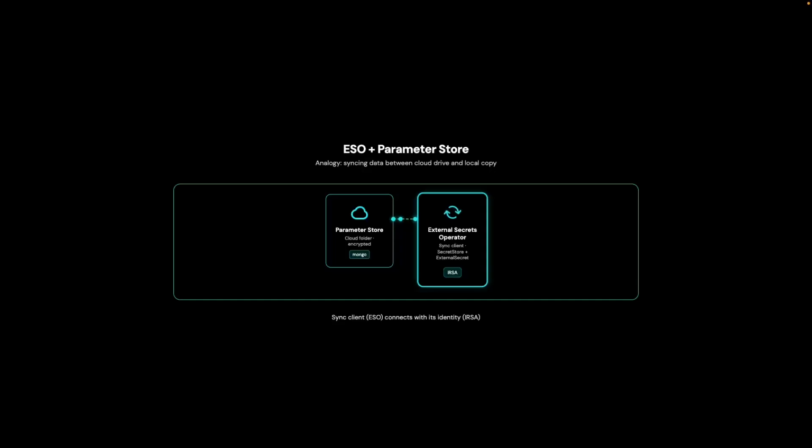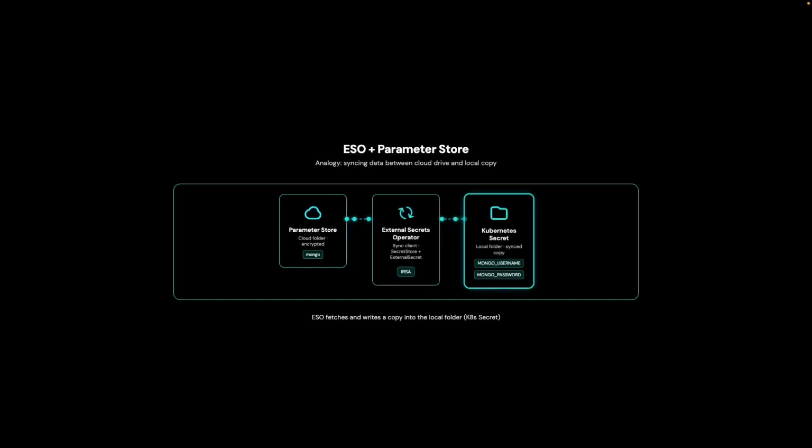The ESO controller uses the service account specified in the secret store. It presents that identity like a passport to AWS in the given region. AWS checks that the role's trust policy allows the service account, then that the role has permission to read from Parameter Store. Parameter Store then decrypts the value and returns it to the operator.